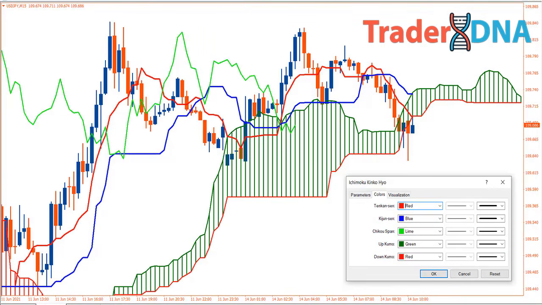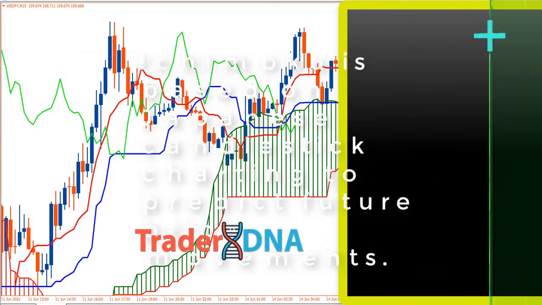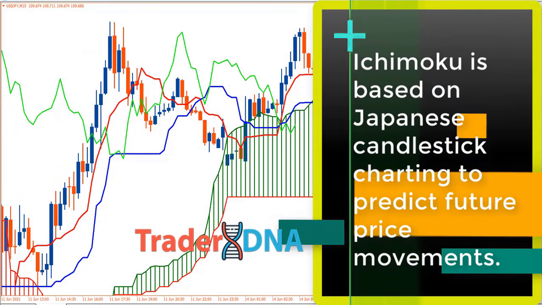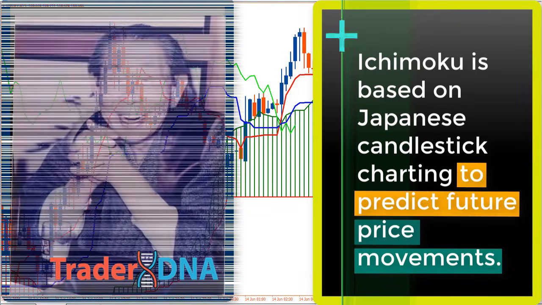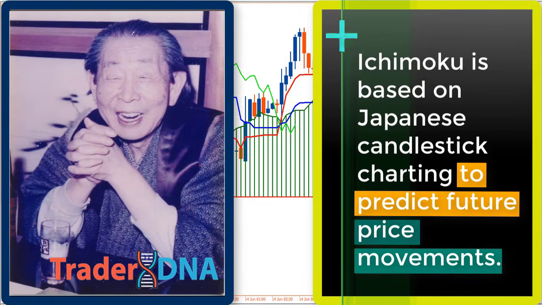Ichimoku Kinko is a type of technical indicator analysis method that is often simply called Ichimoku. It is based on Japanese candlestick charting to predict future price movements. Only in the 1960s did Ichimoku come to the attention of the public when a Japanese journalist named Ichimoku Sanjin, also known as Goichi Hosoda, released it publicly after 3 decades perfecting it.